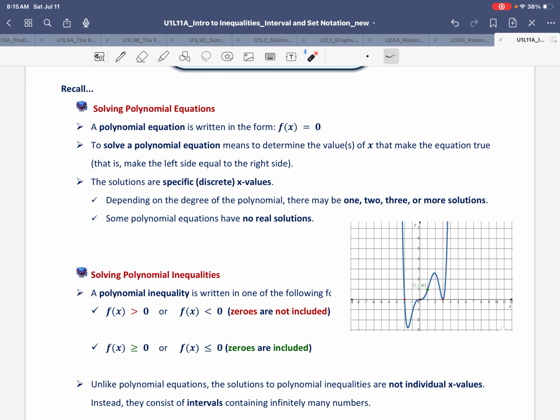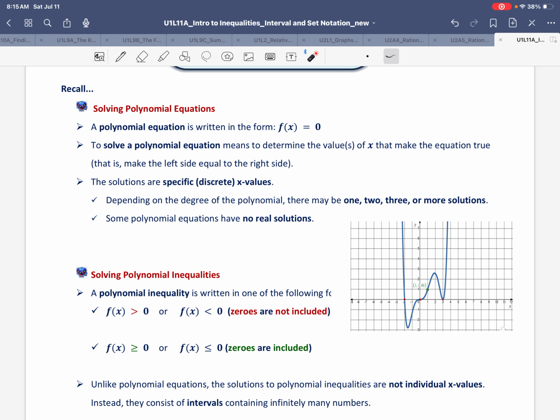Rather than asking f of x equals 0, we will be solving inequalities of the form f of x greater than 0 or f of x less than 0 when zeros are not included, or f of x greater than or equal to 0 or f of x less than or equal to 0 when zeros are included in the solution.